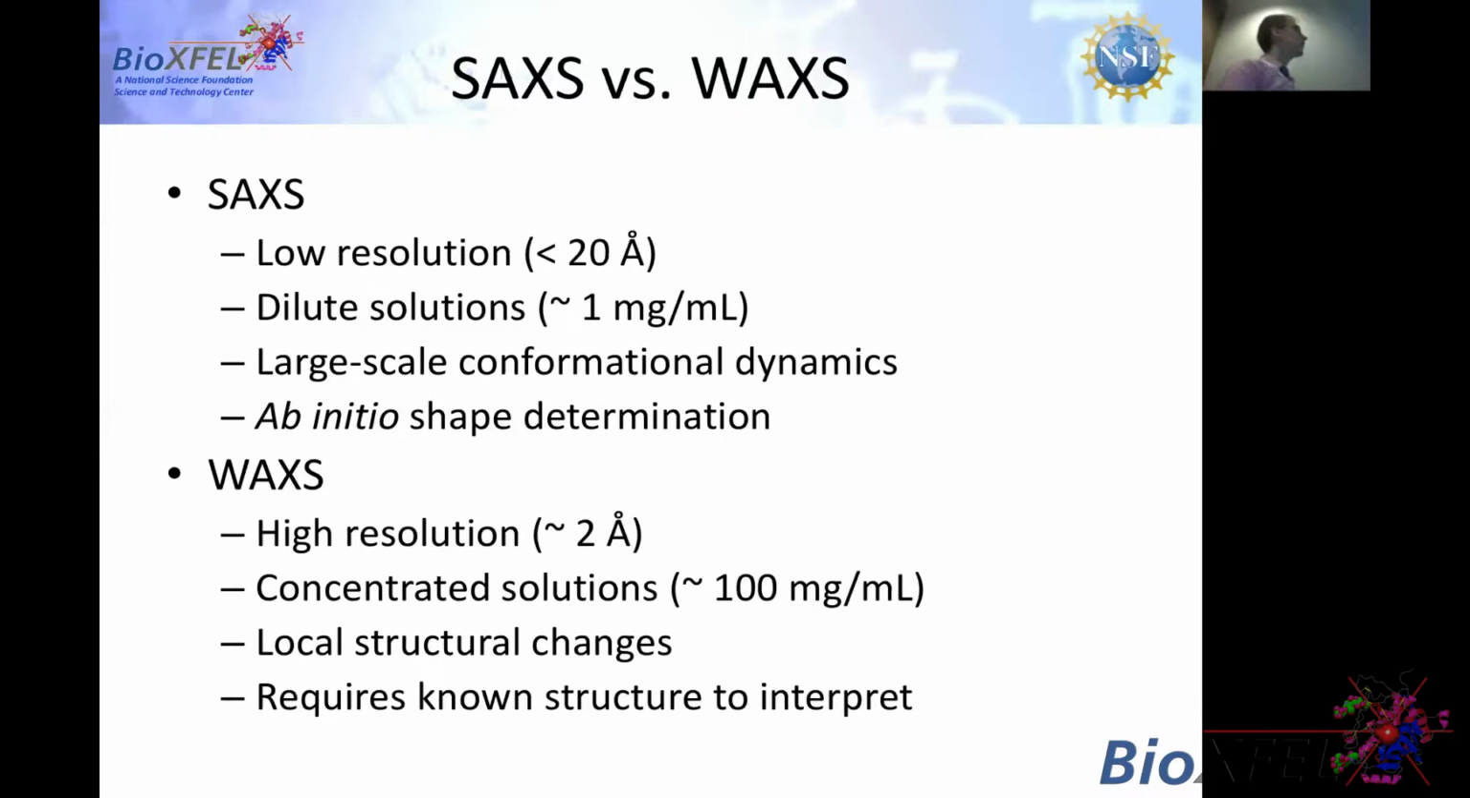Now, WAXS data obviously has the advantage that it's high resolution, but as high resolution, it's also much lower signal to noise, and so you need much greater concentrations of solution, something like 100-fold greater than you would need for small angle scattering. WAXS can tell you information about local structural changes, little fluctuations in your electron density, but it often requires a known structure to interpret. You can't actually interpret what those fluctuations mean unless you have some kind of structure to tell you how they relate in three dimensions. So that's one of the major disadvantages of WAXS. And because WAXS itself doesn't contain that very low resolution information, you can't do any kind of ab initio shape determination.